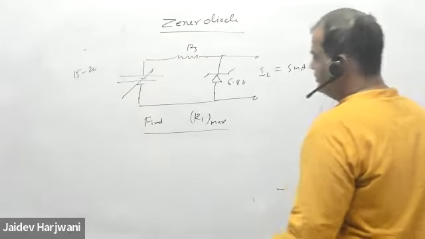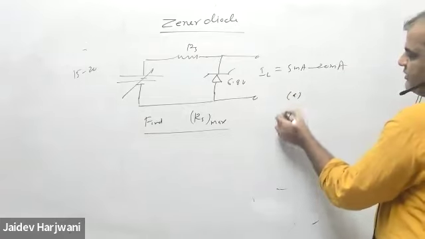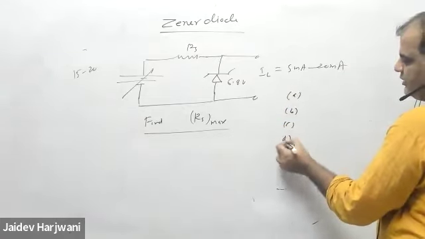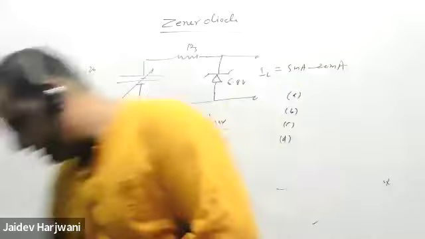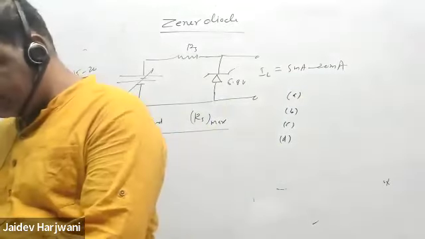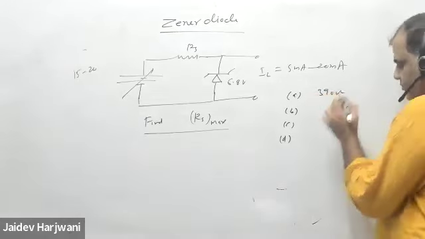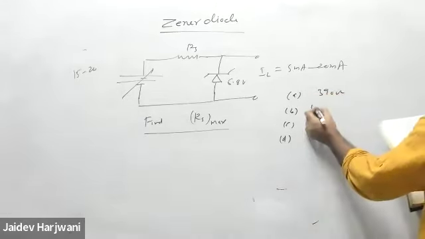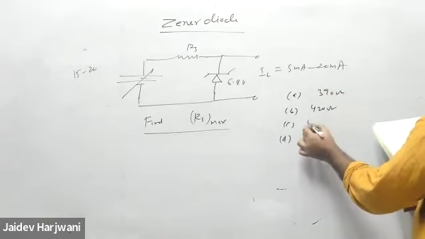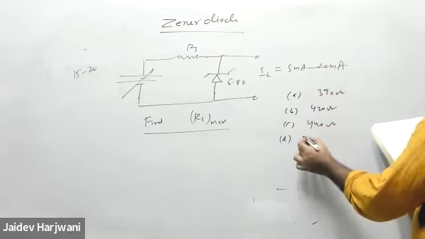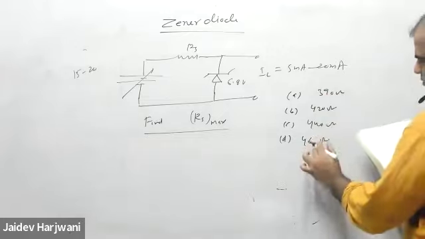Okay. So options are given. A, B, C, D options are given. And the options say the value of RS max is equal to 390 ohm, 420 ohm, 440 ohm, and 460 ohm.